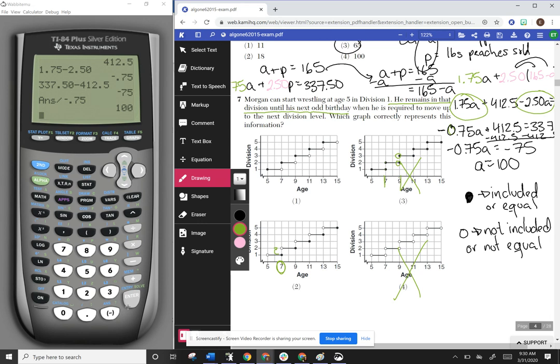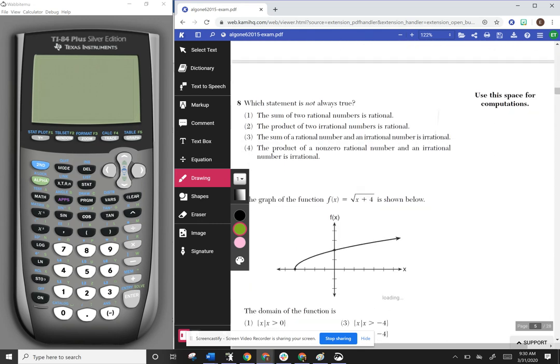Graph 1 is saying, so we have on his 5th birthday he starts, closed circle. From 5 to 6 and on, he stays in Division 1, but then immediately once he turns 7, he bumps up. He's in Division 2 now. He stays in Division 2 while he's 8, and then he gets to his 9th birthday and immediately bumps up. Because of this, our answer choice is going to be 1.